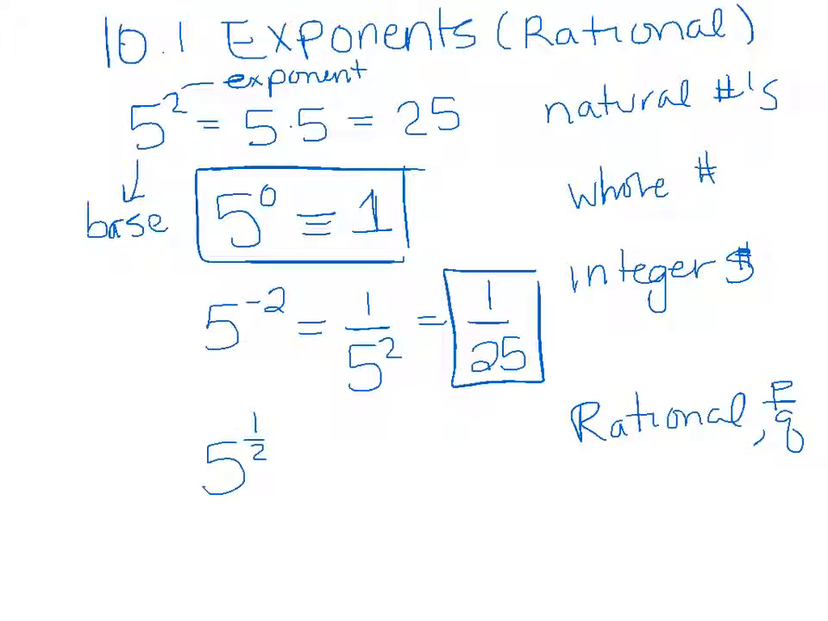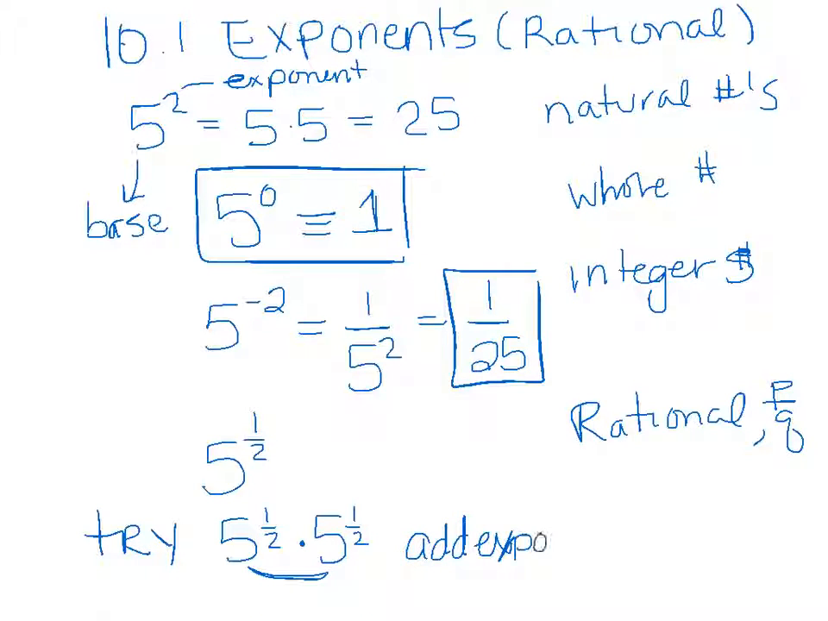Let's try something. What if I took 5 to the 1/2 times 5 to the 1/2? These bases agree, right? The 5 and the 5 are the same number. I'm multiplying them together, so that means I add the exponents, right? That was one of those rules of exponents we had. So this would equal 5 to the 1/2 plus 1/2, which is 1. So the rules of exponents tell me I should get 5 to the 1 power, which of course is just 5.